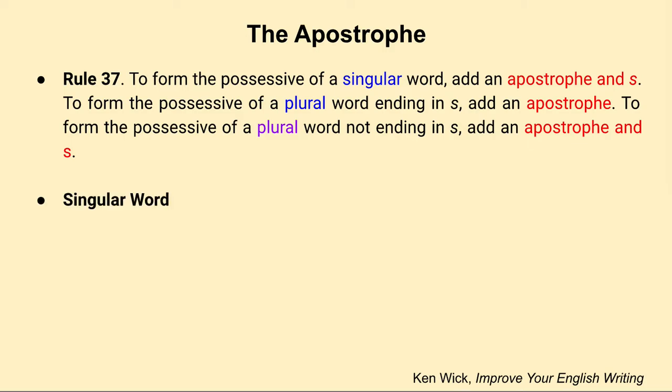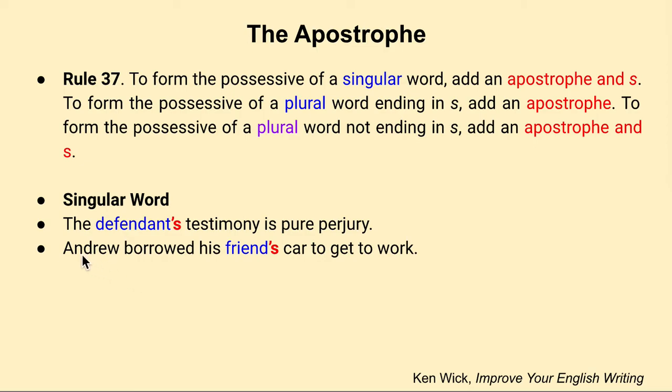So let's look at some single word examples. So here you have the singular word defendant, and you need to make this into a possessive form. The defendant's testimony is pure perjury. So this is forming a possessive form. And it's singular. And how do we do that? Well, we add apostrophe s. Andrew borrowed his friend's car to get to work. So friend, this is possessive, and this possessive word is singular. So how do we form the possessive? Well, we add apostrophe s.